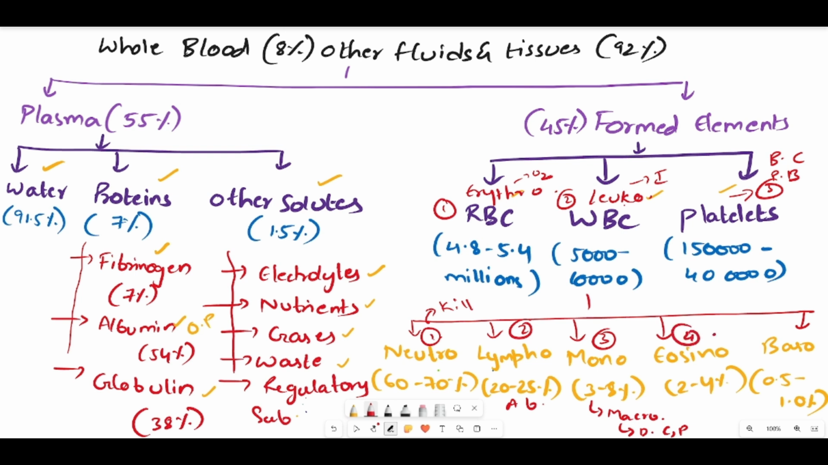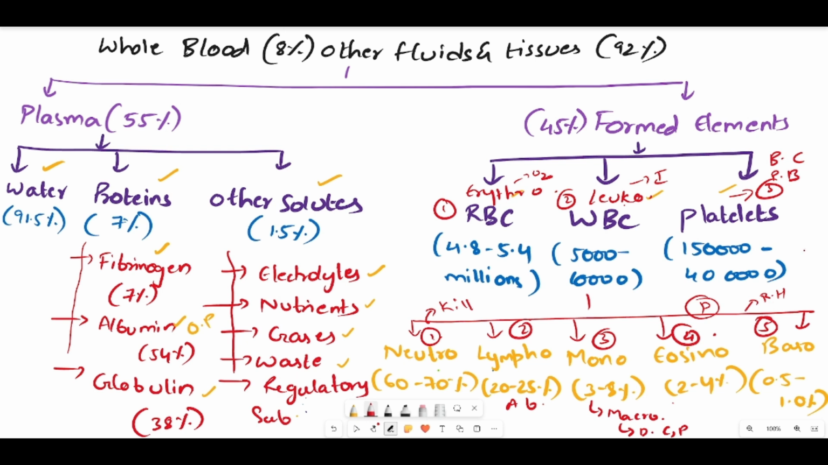And the fourth one is eosinophils, which are 2 to 4 percent. Eosinophils are useful for fighting different types of parasites. And the last one is basophils. Basophils are only 0.5 to 1 percent, because they are useful for releasing histamine. They release histamine, which causes inflammation and also gives the allergic response.